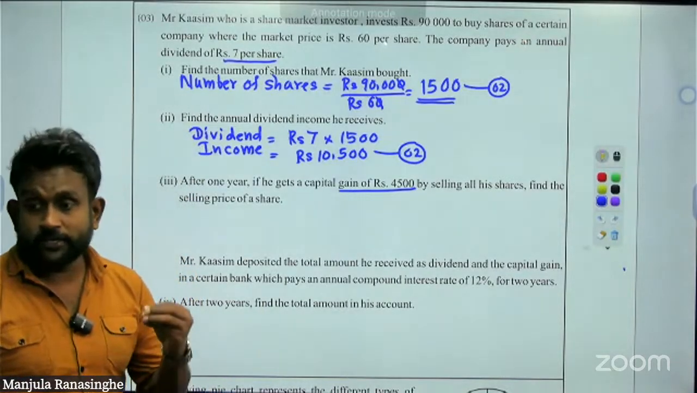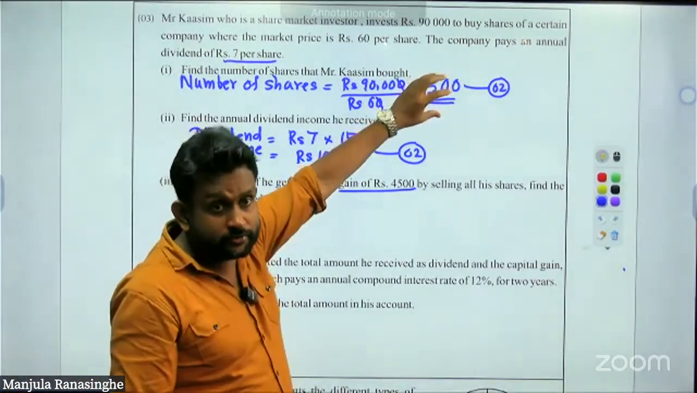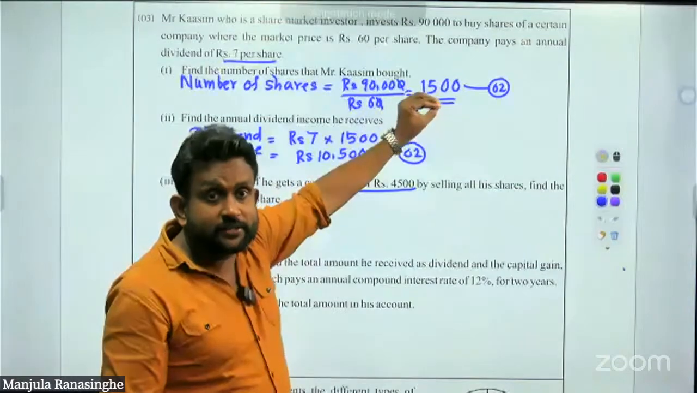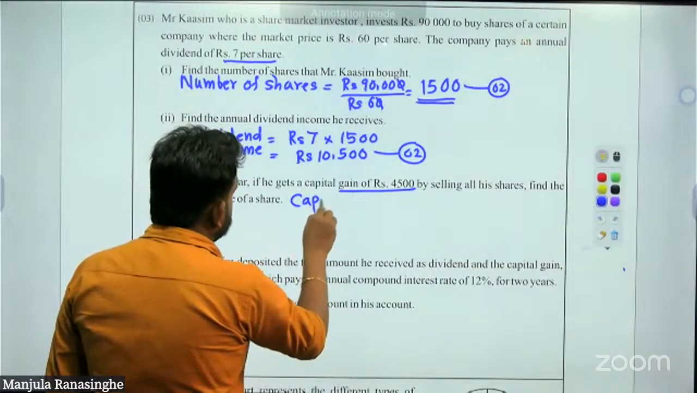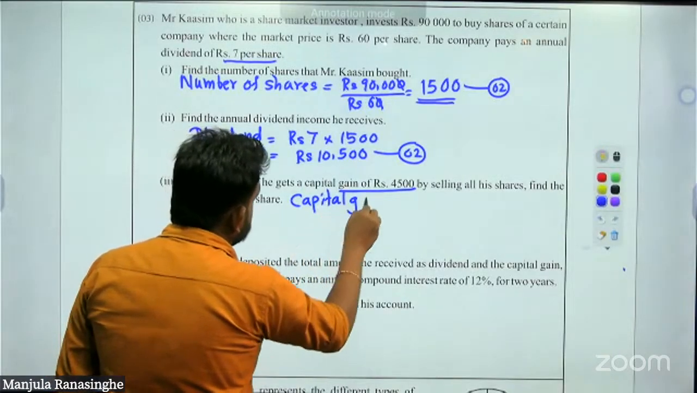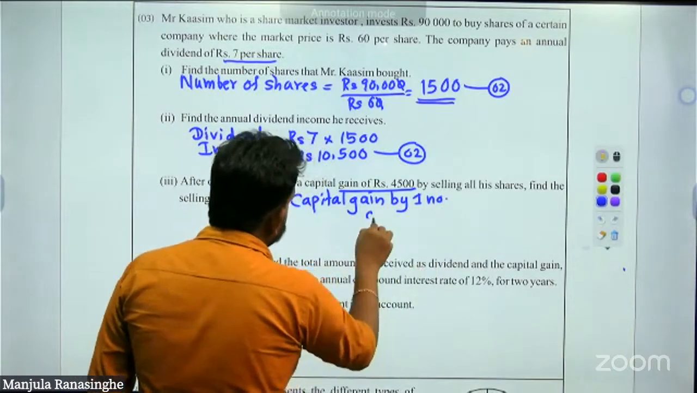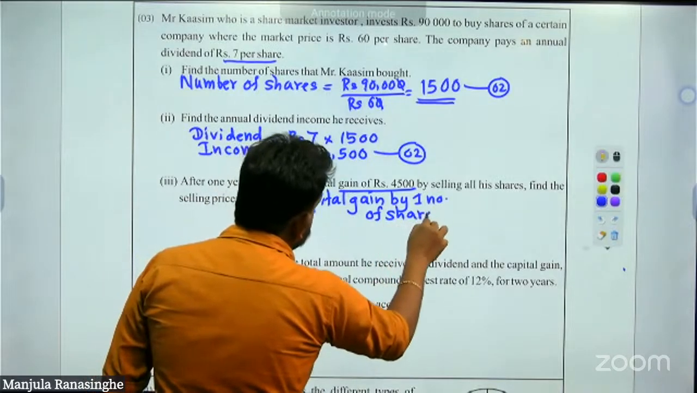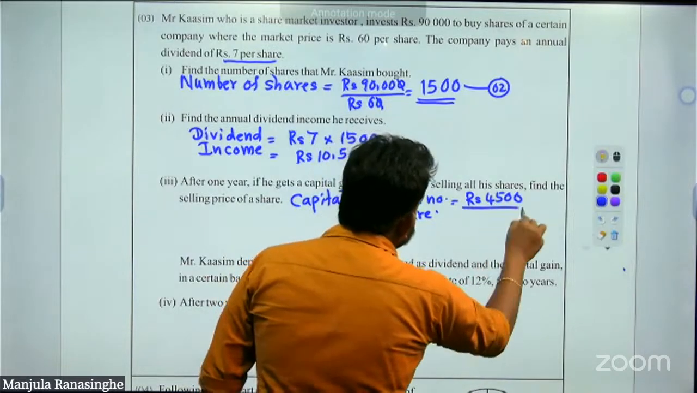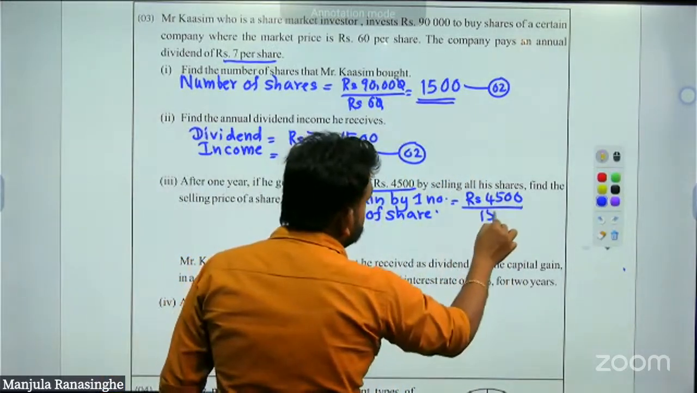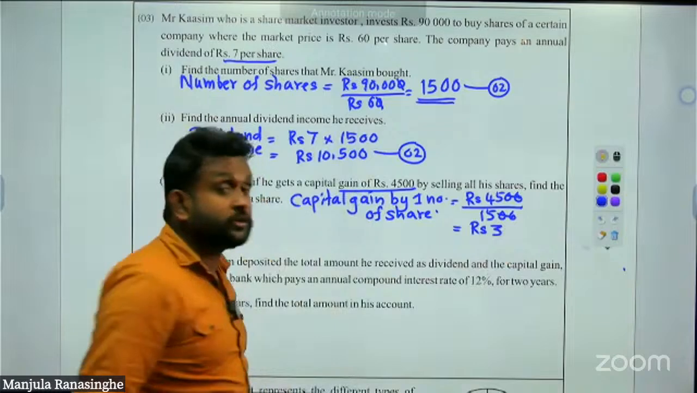So you can find out the gain by one share. That is the gain throughout the 1,500 shares. You can find out what is the gain by one share. So you write the capital gain by one share. How to get the gain by one share? Just the total gain is rupees 4,500. That gain happened through 1,500 shares. Just divide by 1,500, then rupees 3.